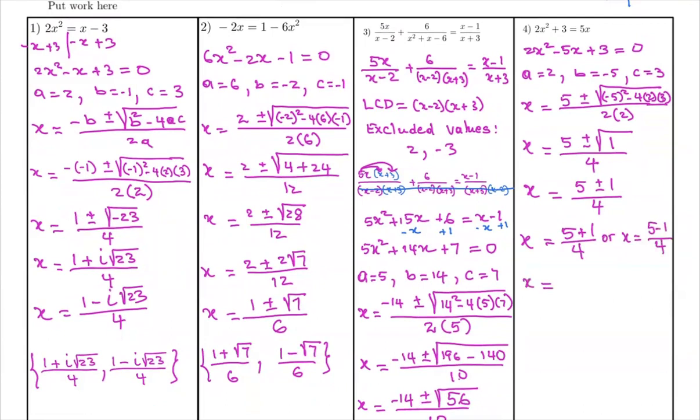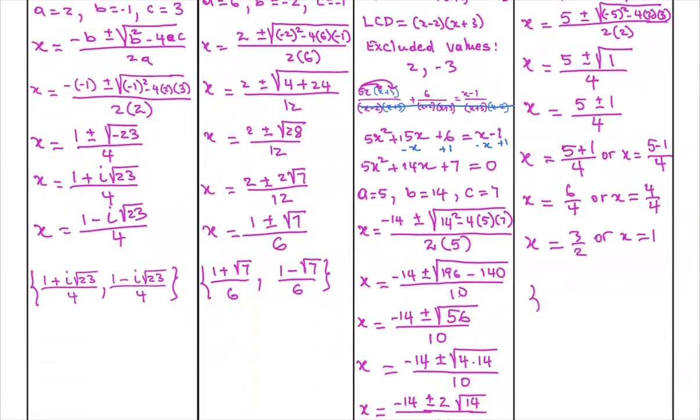So x equals 6 over 4 or x equals 4 over 4. X is simplified by 2, 3 over 2, or x equals 1. And your solution set, 3 over 2, 1, is your solution set.